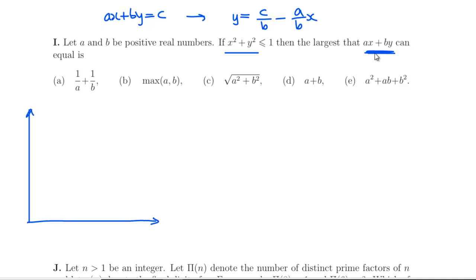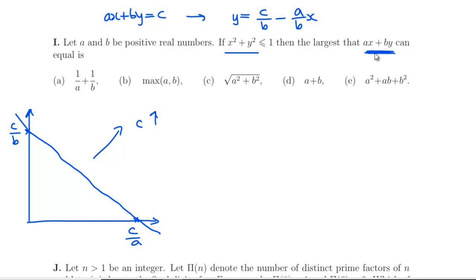So what's happening with this line then? It's going through c over b. And down there it would be c over a, and then it's just a straight line. Well, this is the closest thing to a straight line I can do. So what's happening? We want to maximize c. So as c increases, this line is moving outwards as c goes up.